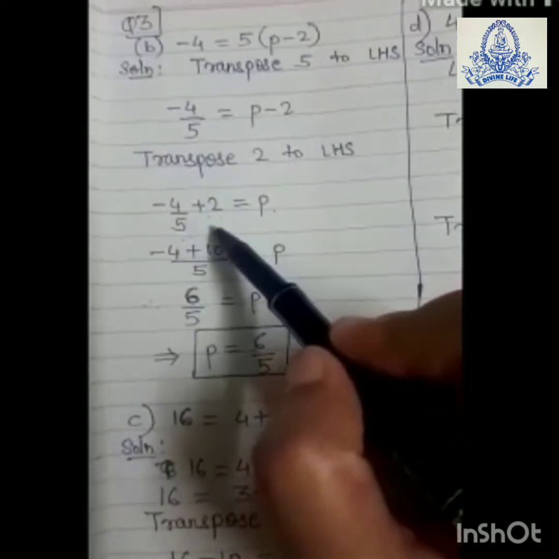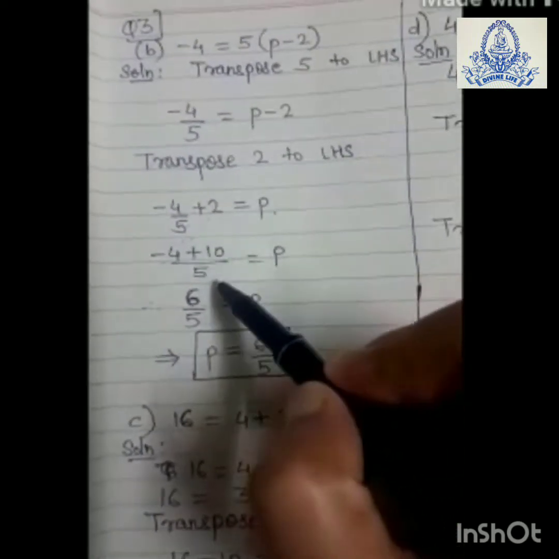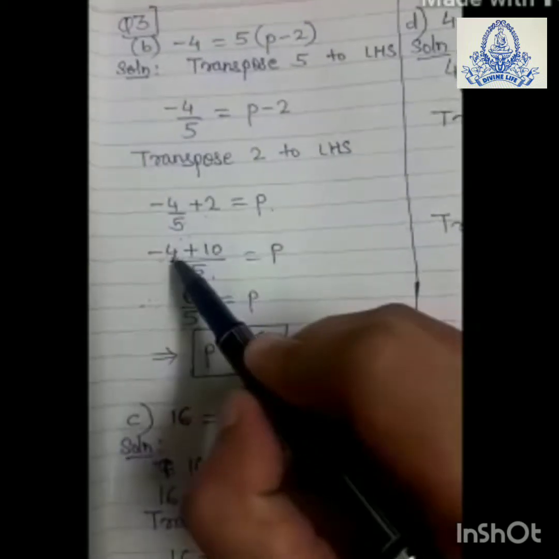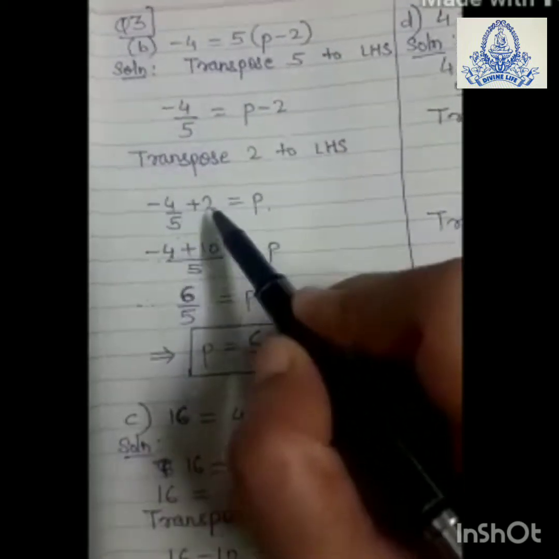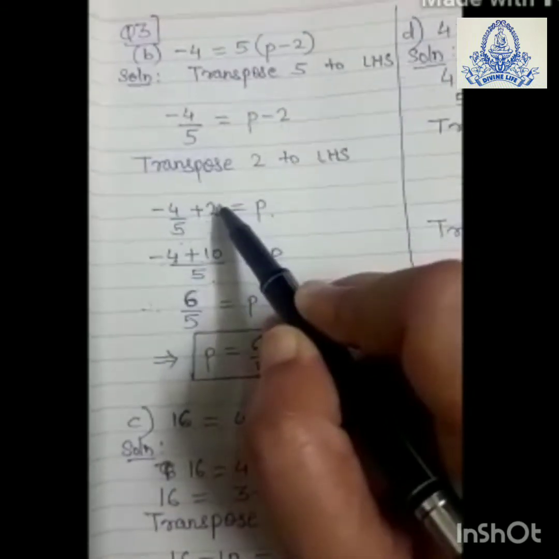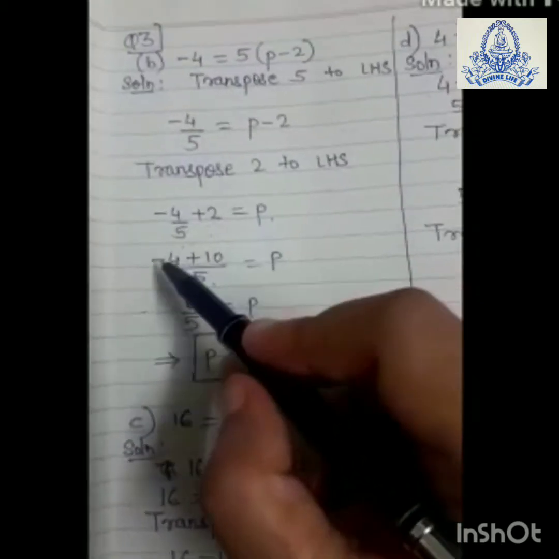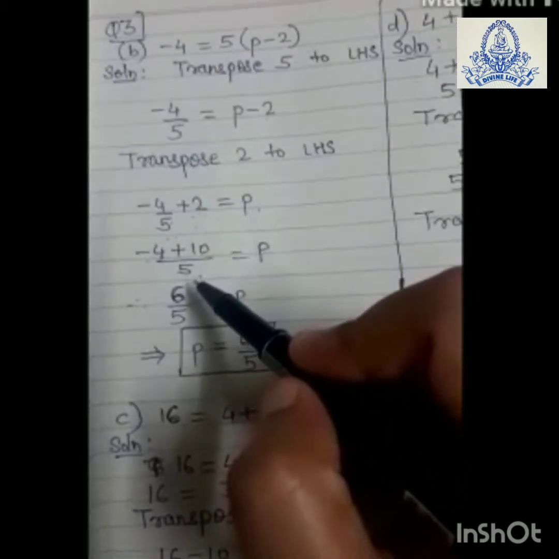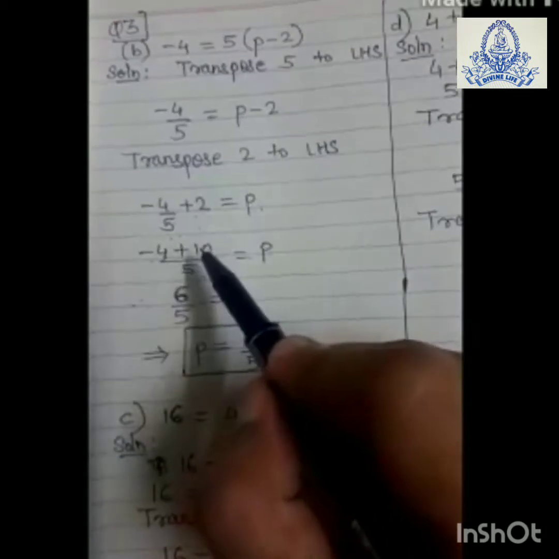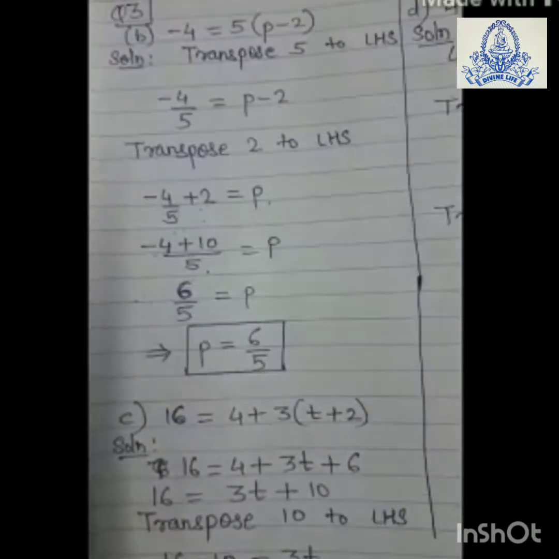So see this, LCM we have taken, and by that we have got minus 4 plus 10 upon 5. To get denominator 5 here, we have to multiply here also by 5. So 2 fives are 10, denominator 5. So minus 4 plus 10 upon 5 is equal to p. Minus 4 plus 10 is 6 upon 5. So value of p is 6 upon 5. Right?